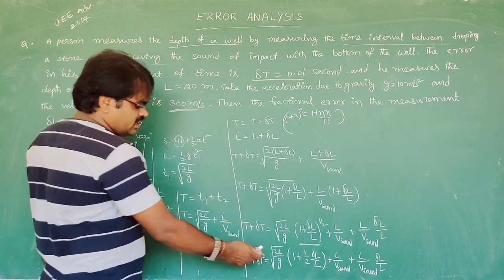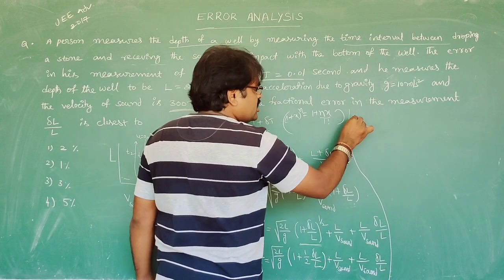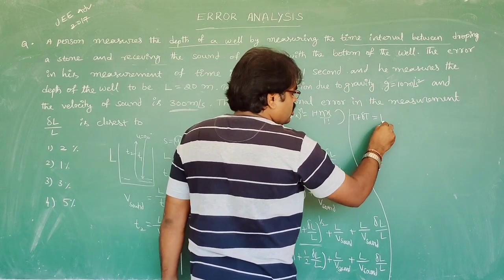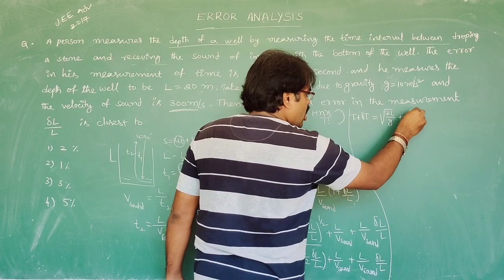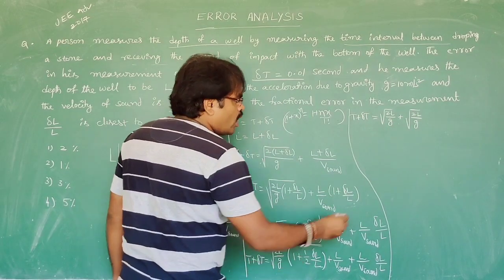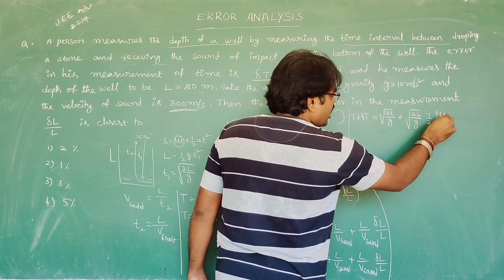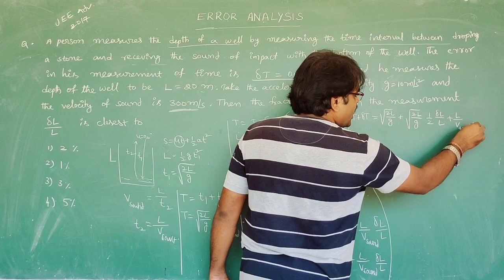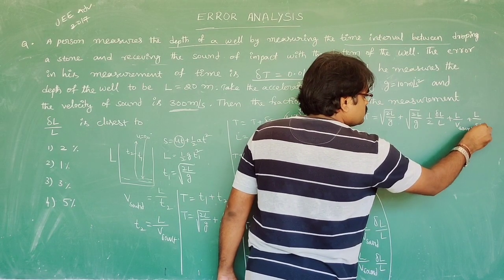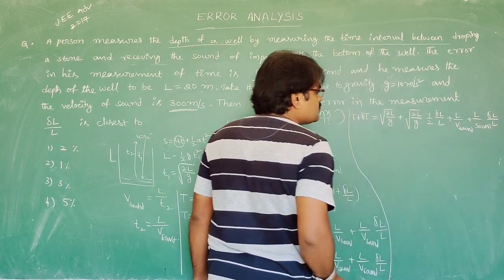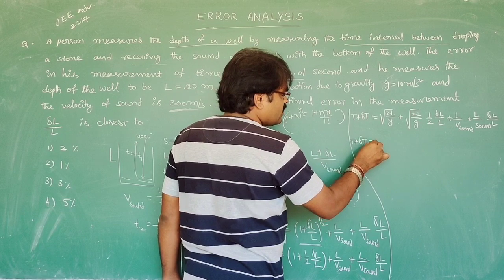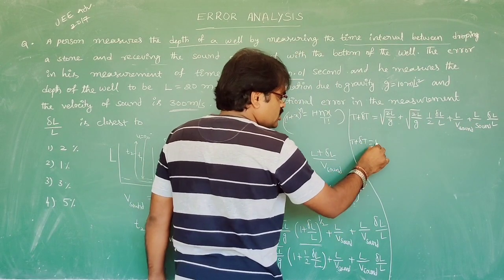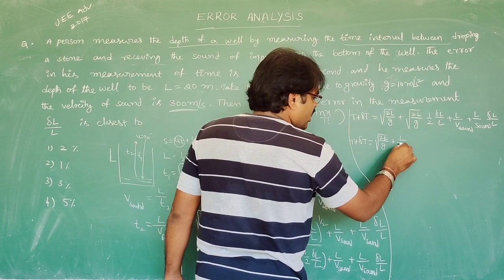Now here we can multiply this term, then we get T plus delta T is equal to: 1 into root of 2L by g, plus root of 2L by g into 1 by 2 into delta L by L, plus L by v sound, plus L by v sound into delta L by L. See, T plus delta T here is root of 2L by g plus L by v sound, right?